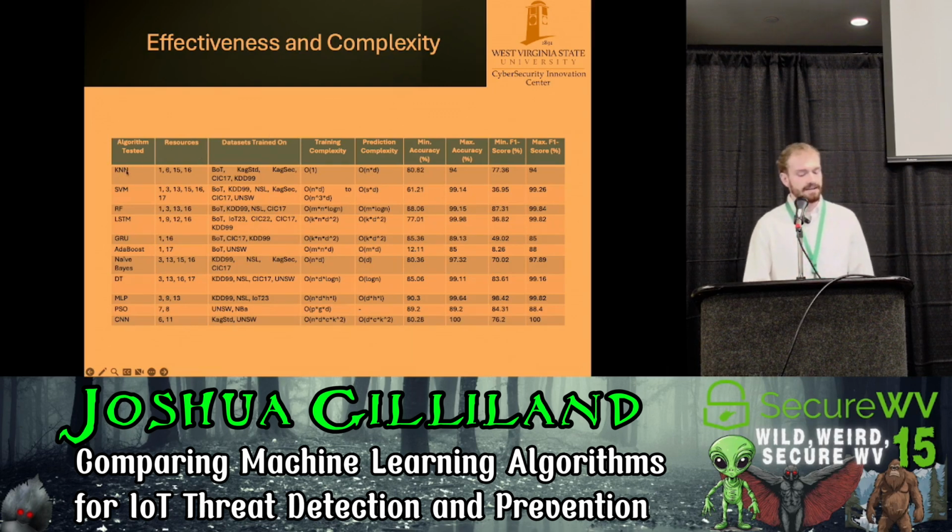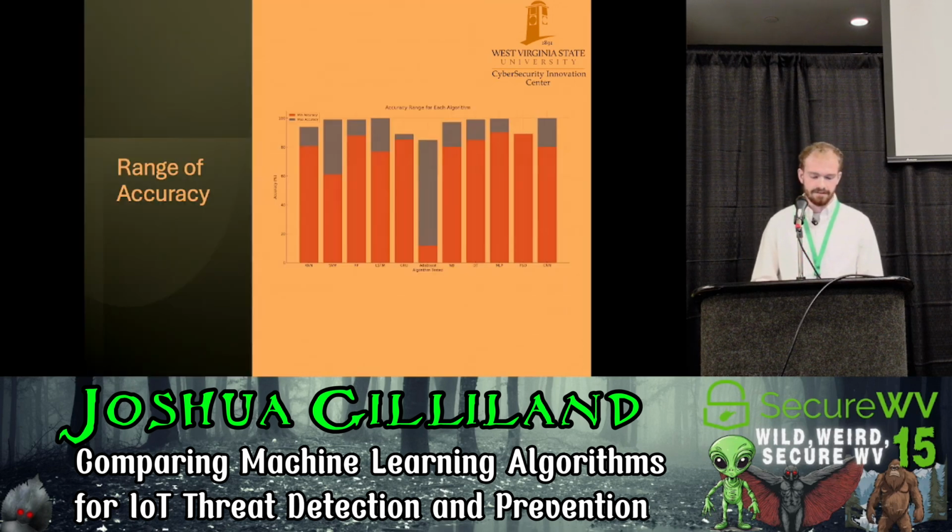So here's the results from the review. On the left-hand side, we have the algorithms listed, and then the resources that the algorithms were evaluated in, the data sets they were trained on, the complexities, and the minimum and maximum accuracies and F1 scores. The minimum and maximum is important because an algorithm could work really well in one setting, but then do really poorly in another. So we have to see what the variability is like to make sure that they're going to be performing well consistently. And so this shows it in a chart.